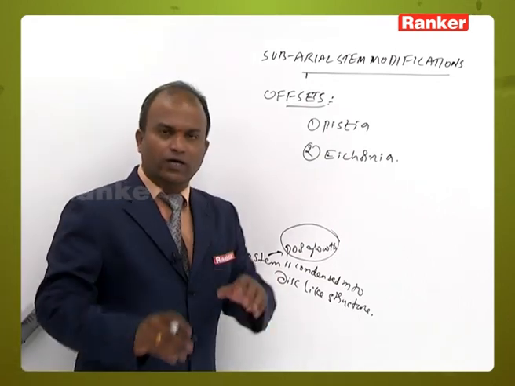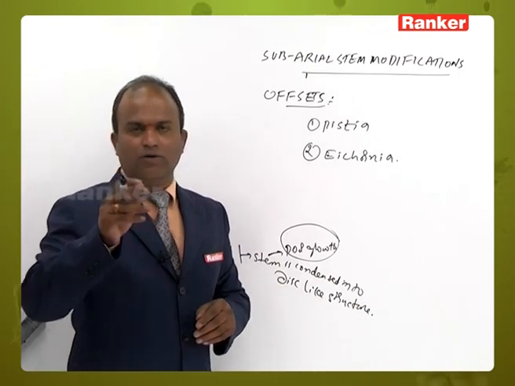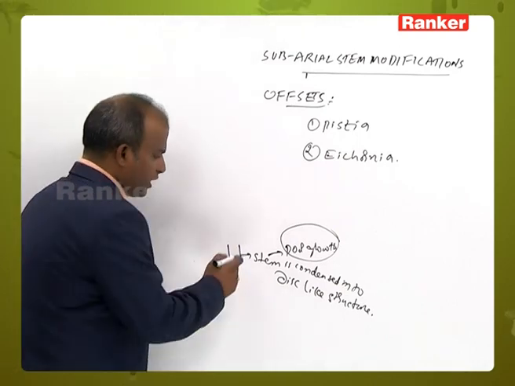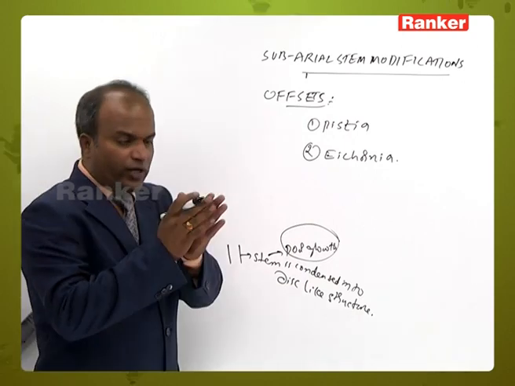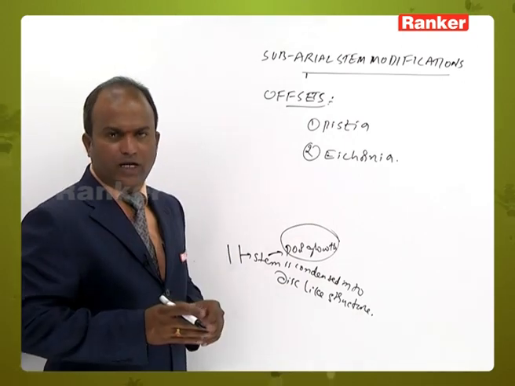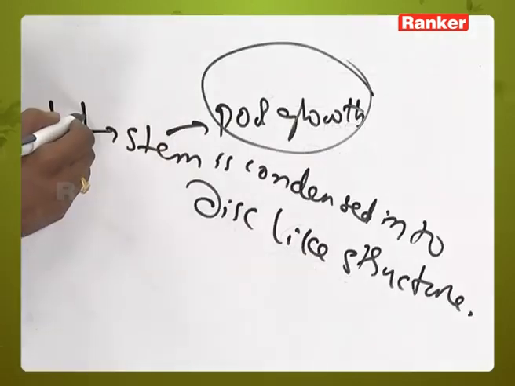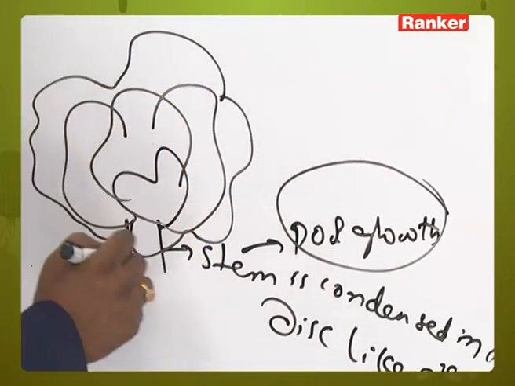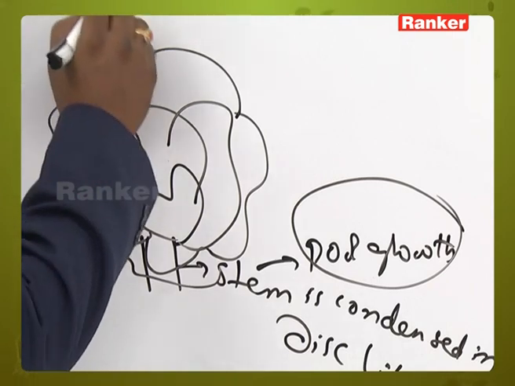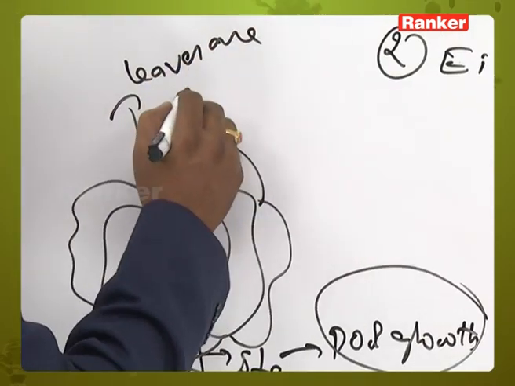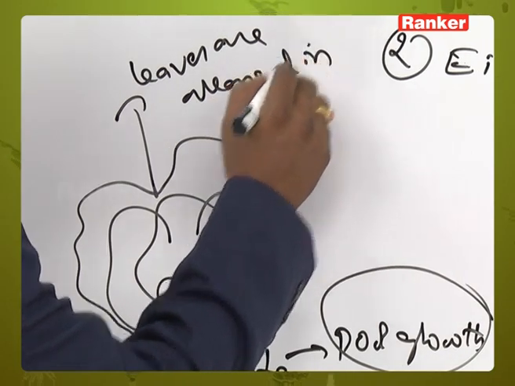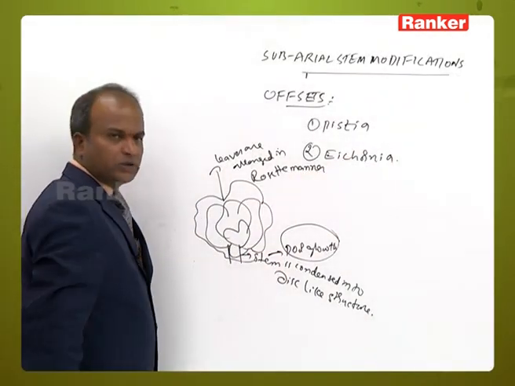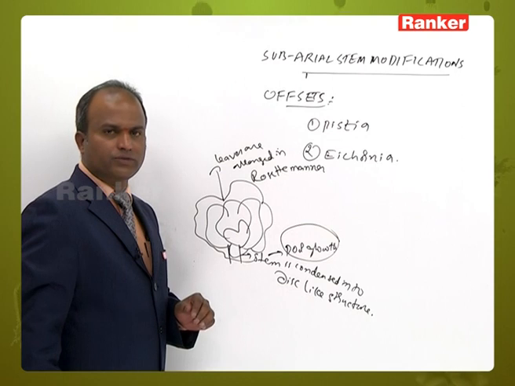That means if the stem is condensed, leaves develop from the nodes, and they are arranged in rosette manner. The leaves developing from the condensed stem, where nodes and internodes are very close to one another, are arranged in rosette manner. And one more thing we have to discuss here.